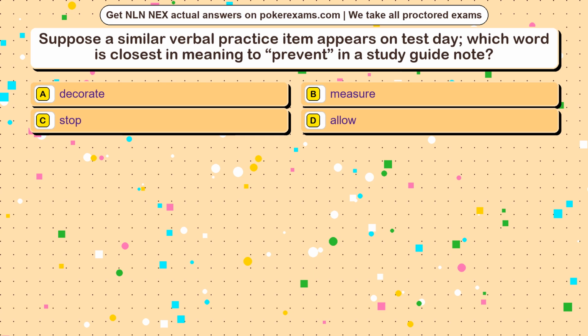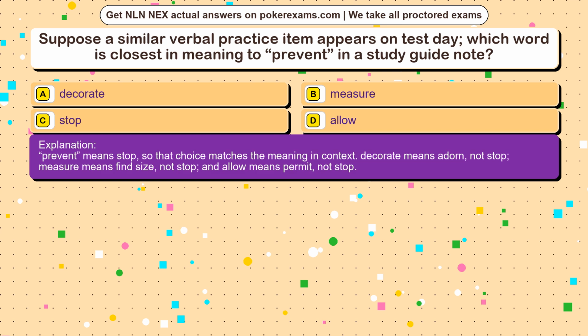The correct answer is option. Prevent means stop, so that choice matches the meaning in context. Decorate means adorn, not stop. Measure means find size, not stop. And allow means permit, not stop.